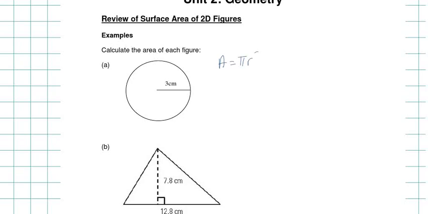So all what I need to know is my radius, and I already have my radius. So I just have to plug in the radius in, and my answer is 9 pi. You can find that answer in the calculator if you want, or you can leave it as 9 pi. That's totally fine. But what would be your unit for this?